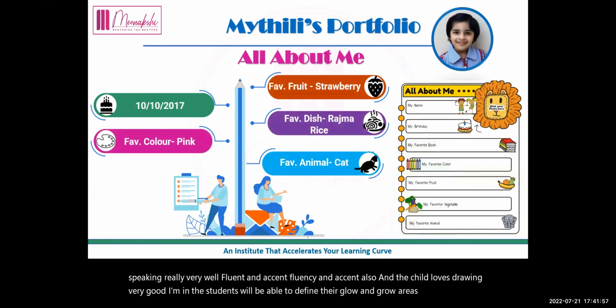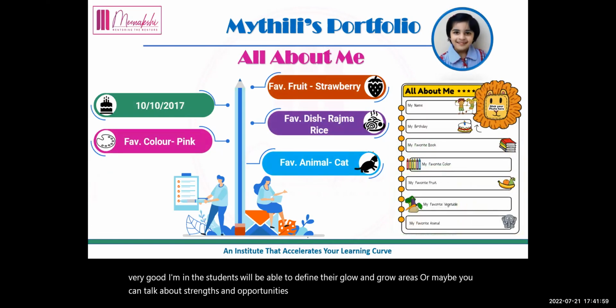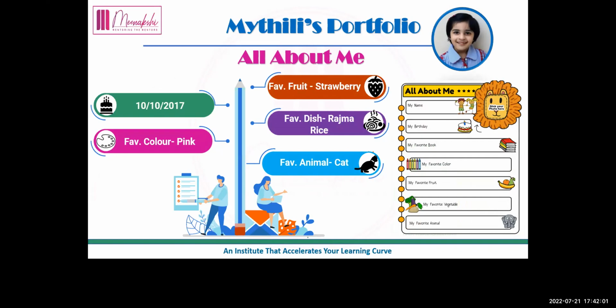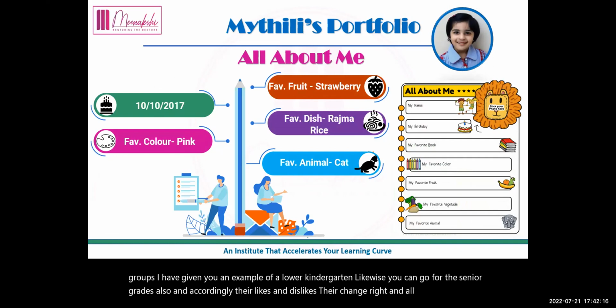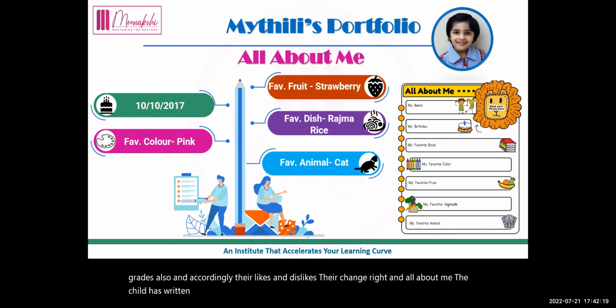And now moving ahead, all about me. Students will be able to add something about themselves. See, this is for all age groups. I have given you an example of a lower kindergarten. Likewise, you can go for the senior grades also. And accordingly, their likes and dislikes change, right? In all about me, the child has written about general things. I'm not talking about this slide in detail because I have to talk about other slides also. This is the paucity of time. You can take a screenshot if you want. They can talk about all about me.